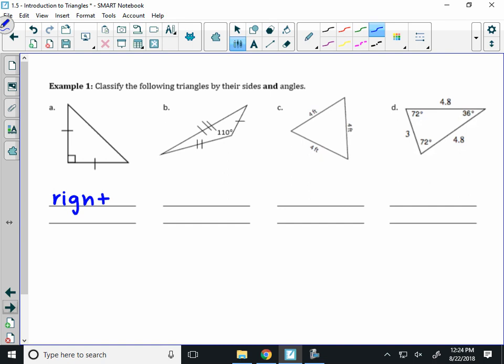How can we classify this guy based off its sides? Be very careful. Scalene if no sides are the same. This has one tick mark. This has one. So what do we call it? Very good. Isosceles. Whenever segments have the same number of tick marks, that means they're the same. So this side and this side are the same. This doesn't have a tick mark, so only two sides are the same. So it's isosceles.